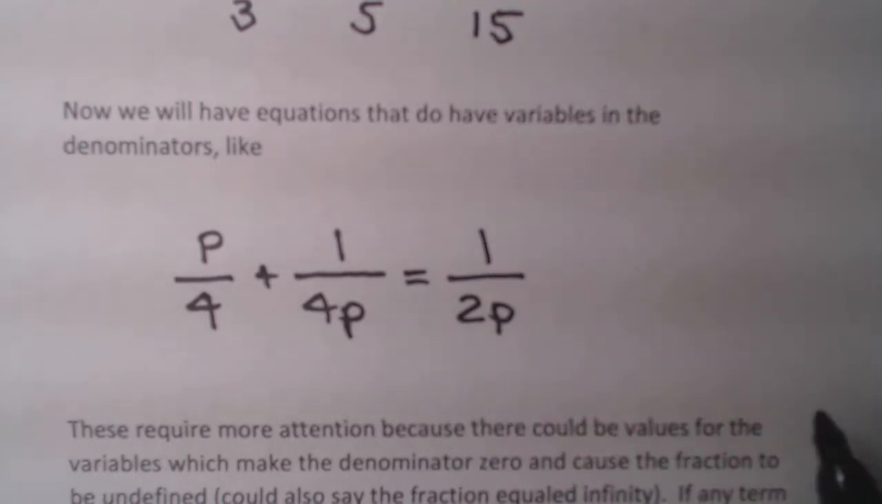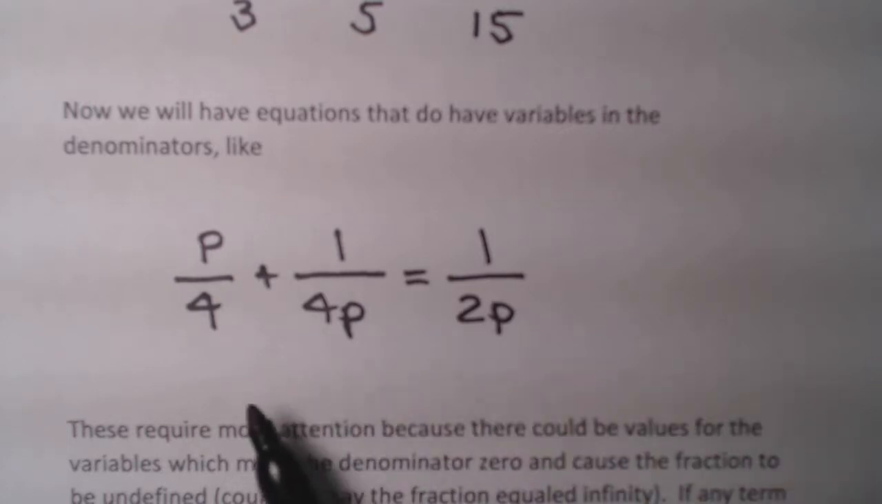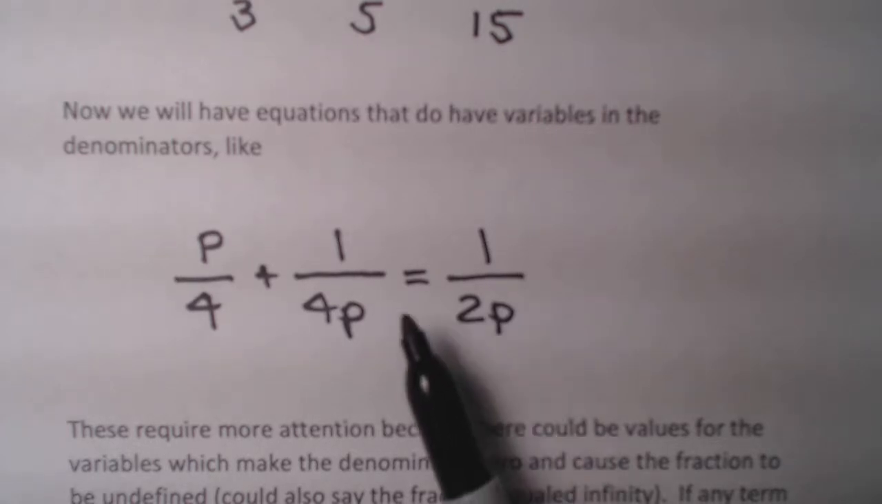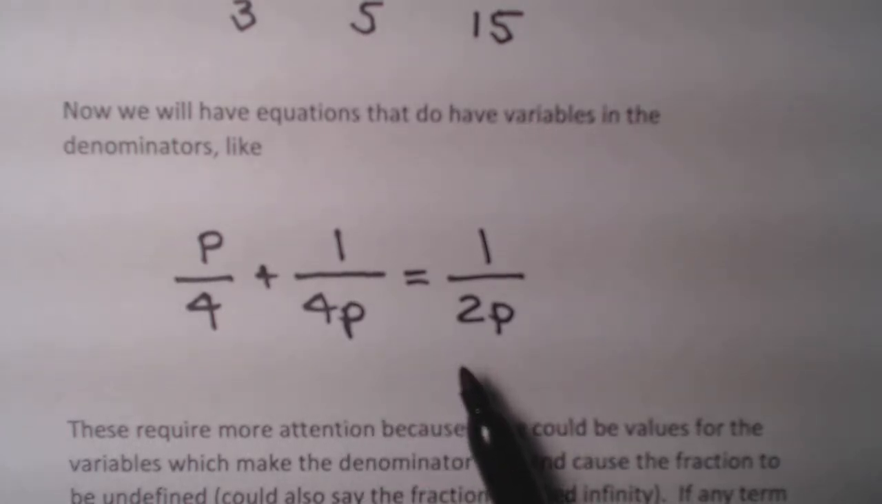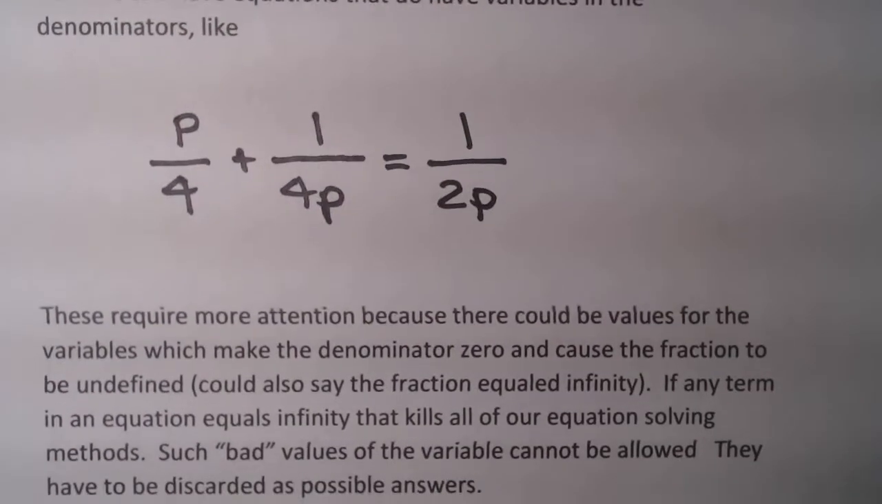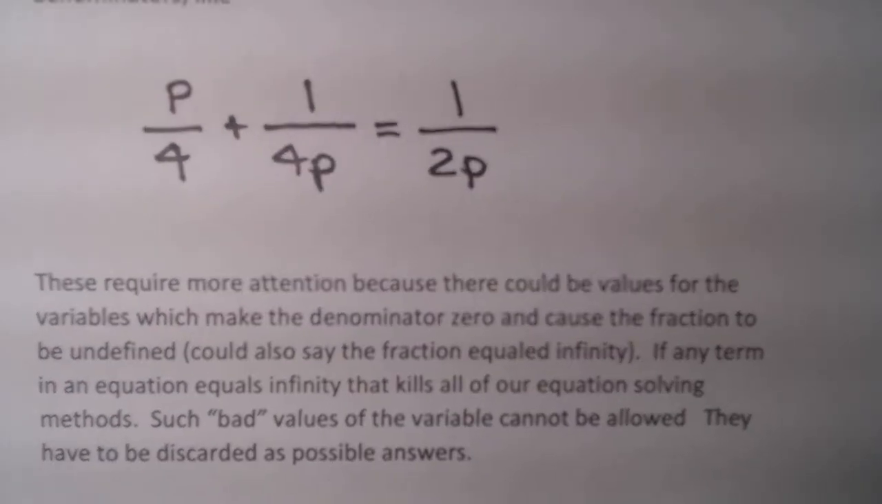So here's what we're going to do. Okay, we're going to have to keep track of any possible values of the denominator which can make any of the terms 0. And we have to disallow those terms. And if they turn out to be something that are possible answers, we have to toss them out. We have to discard them. So that's our process here.